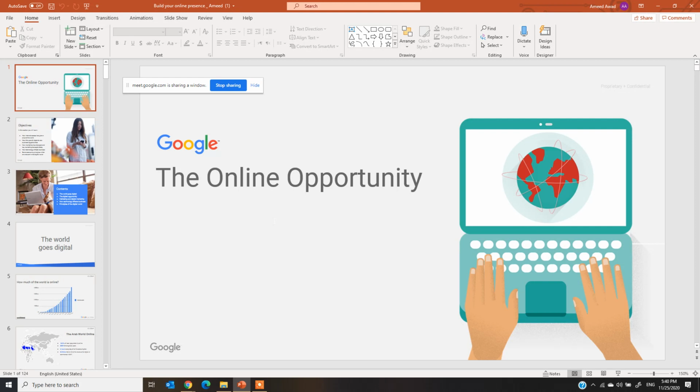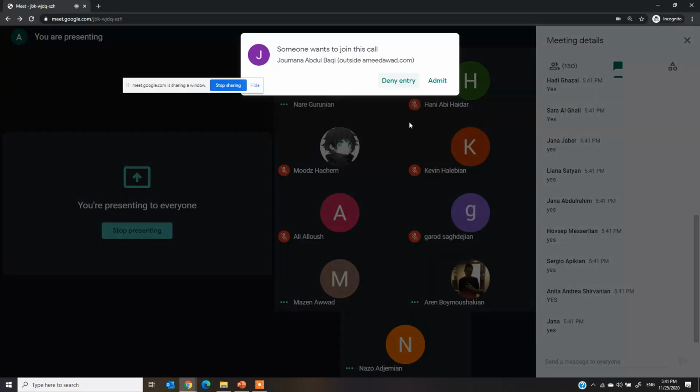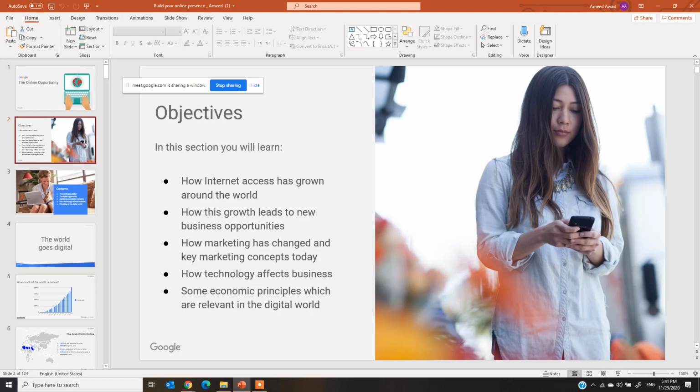So basically, the first topic for today is what we call the online opportunities and how the internet and online activities, if it is for the business or for enterprise or for you guys as students, could be an opportunity for you to build your online business. Today, our objective is to learn more about how internet access has grown around the world. And we have a huge number of internet users on a daily basis around the globe. And how those big numbers could lead to new business opportunities that we may have to introduce to the online users, and then we can catch them and convert them to become customers.